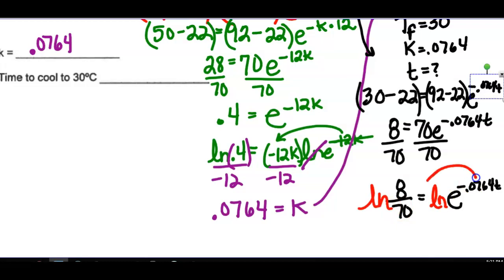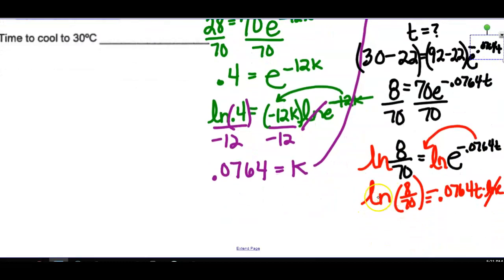And I'm going to bring this out in front. So I'll have negative 0.0764 T times ln of e, which is just 1. And 1 times anything is itself. Now, remember, this was the log of the whole quantity, so you have to do the natural log of 8 over 70. And then we're going to divide both sides by negative 0.0764.